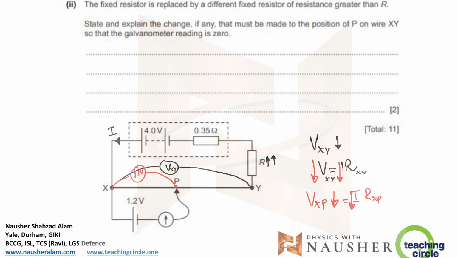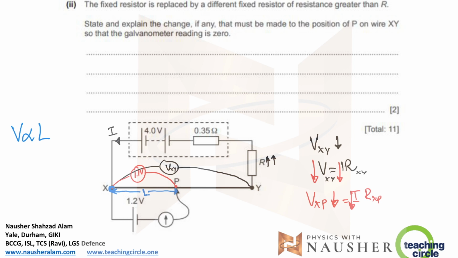Now the question is, where should you move this galvanometer? Should you move it to this side or to that side so that this galvanometer reading is again 0? Please recall, I told you that the voltage is proportional to the length. Now remember that the length is always being measured from the fixed end. So this is the length that they're talking about, and they're measuring the length from end X. Now they're asking whether this length should be increased or decreased so that this galvanometer reading is 0 again.